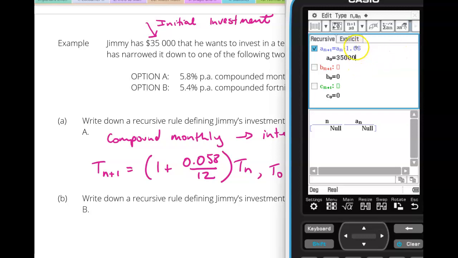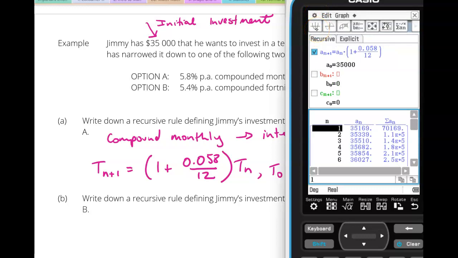Let's just put that back in. So 1 plus 0.058 over 12. So what this is going to generate, that 0.058 is the monthly rate. Add to 1 gives you that increase. It's going to generate what it's worth after every single month. That's what we're about to find here, with an initial value of 35,000.